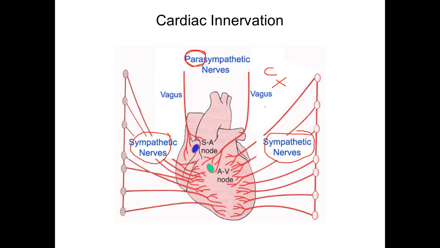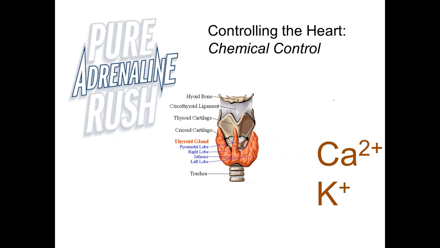So the heart has a large number of nerve endings on it, and the two parts of the autonomic nervous system, the sympathetic and parasympathetic systems, work together to provide the control of the heart rate and stroke volume. So that's a key way in which we control how much blood is pumped around the body via the nervous system. The other way we can control the heart or influence the heart is chemically.